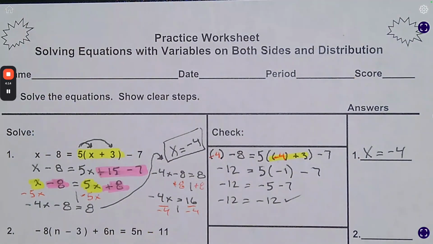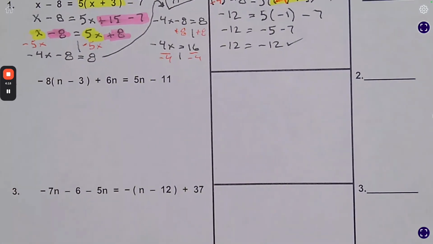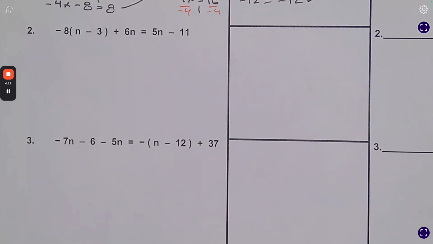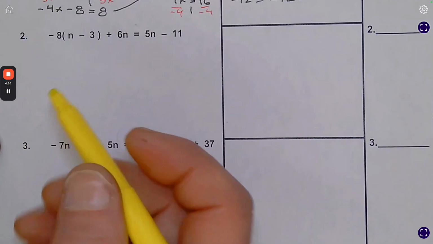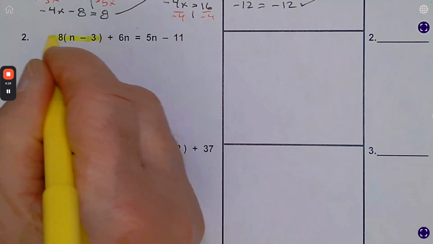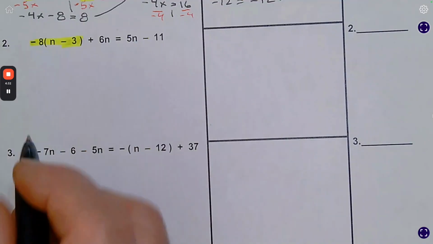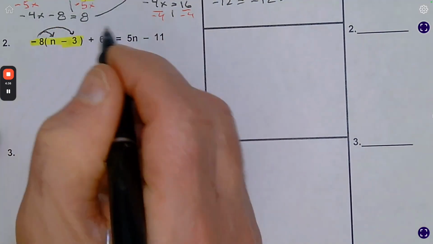Okay, let's do number 2. Okay, so notice what we got here. We got negative 8 times n minus 3. Again, that's a distribution. So I'm going to go ahead and distribute. Negative 8 times 1n, negative 8 times negative 3.